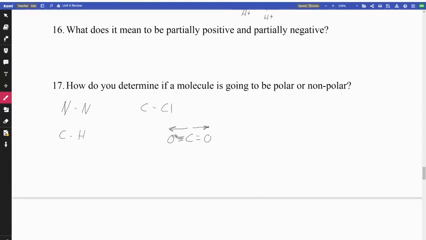Okay, so the electrons are trying to hang out more towards the oxygen. But since this oxygen is pulling that way and this oxygen is pulling that way, they're pulling in opposite directions and with equal strength because they're both oxygen. Those pulls are going to cancel each other out. So think of it like a tug of war.